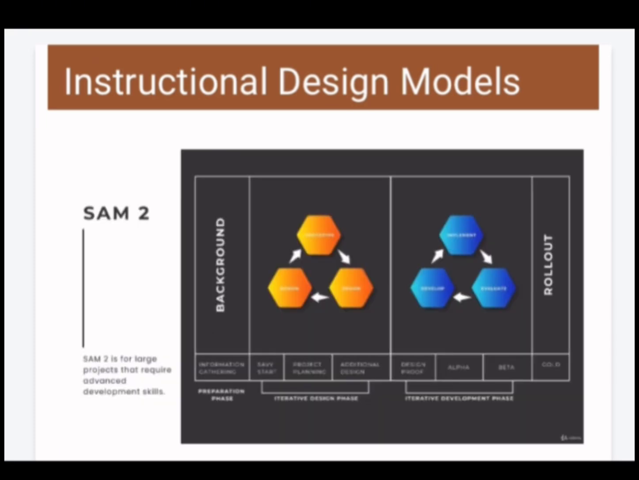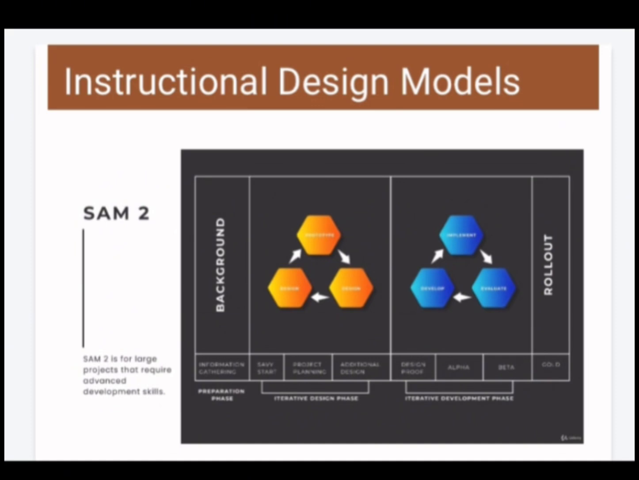SAM 2, on the other hand, is for large projects that require advanced development skills. This model is divided into the following 3 phases: preparation phase, iterative design phase, and iterative development phase. The preparation phase is responsible for gathering background information and brainstorming ideas about the project together with stakeholders and your entire team. Iterative design phase is further broken into the following 3 steps: prototype, evaluate, and design.